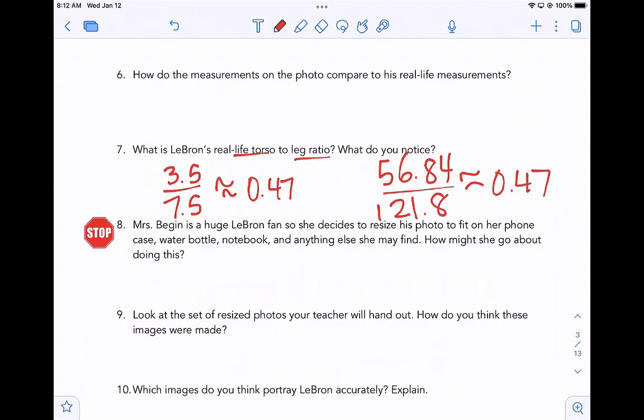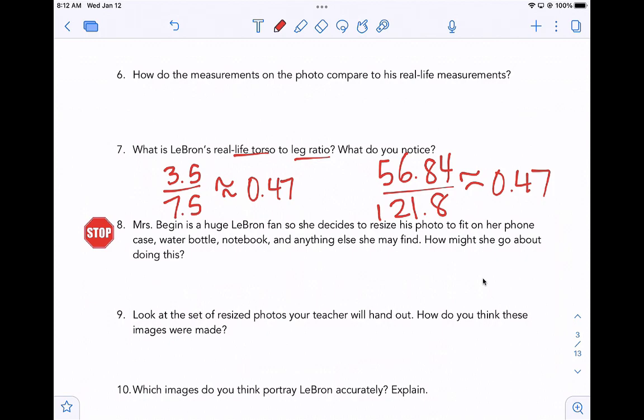So then in class, I'm going to hand you these resized photos. I'll show you what they look like. And it says, Miss Bajan is a huge LeBron fan, so she decides to resize this photo to fit it on her phone case, water bottle, notebook, and anything else she might find. How might she go about doing this? How would I resize the photo? So think about ways that photos are resized.